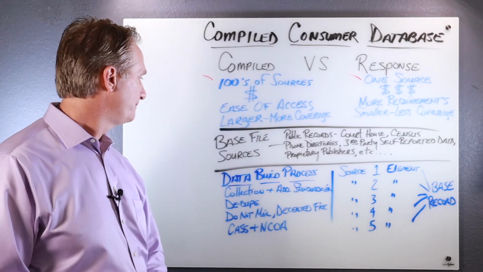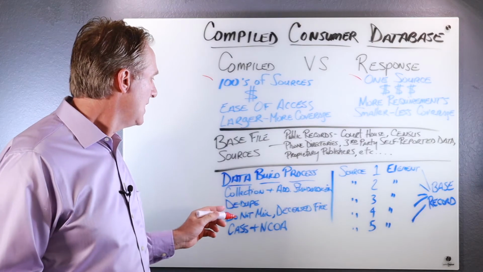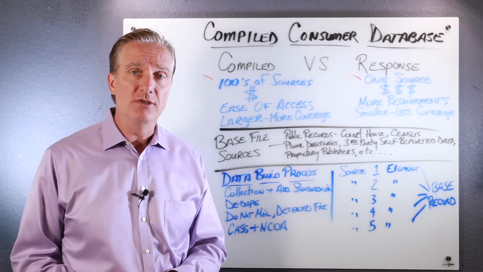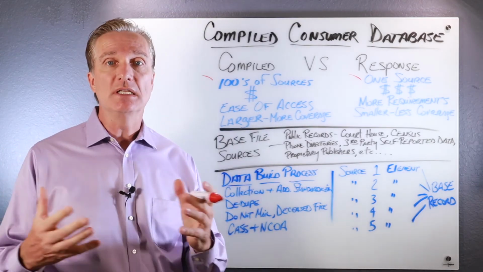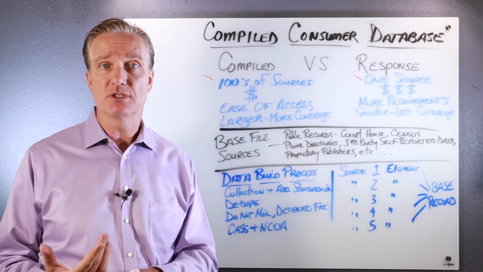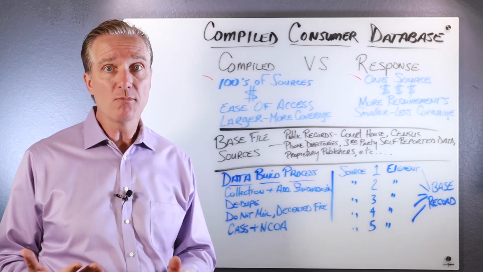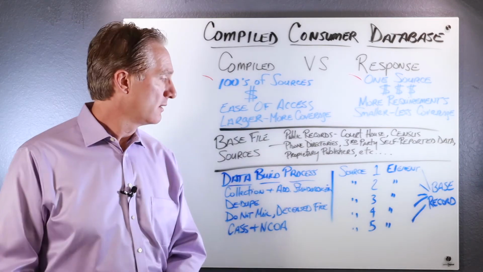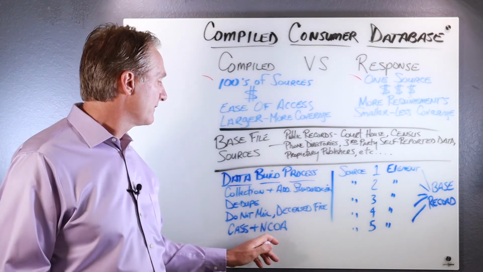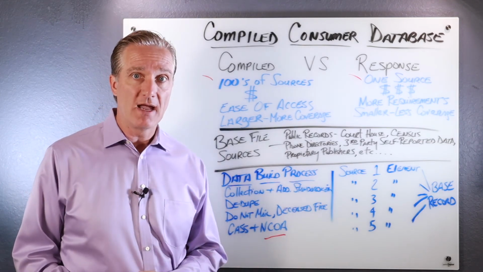So we dedupe the file, we run it through the do not mail and the deceased file process, which eliminates a lot of these records that people just simply do not want to receive any direct mail anymore. They do not exist any longer, they've passed. And then we CASS certify and we also NCOA the file.